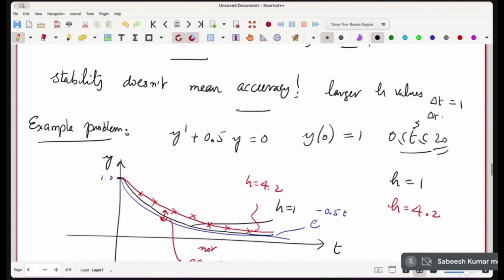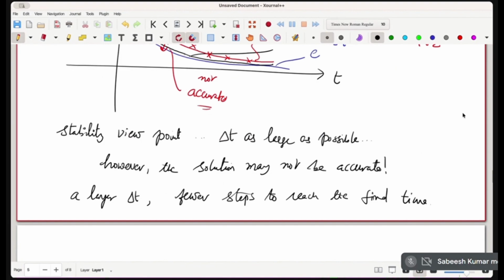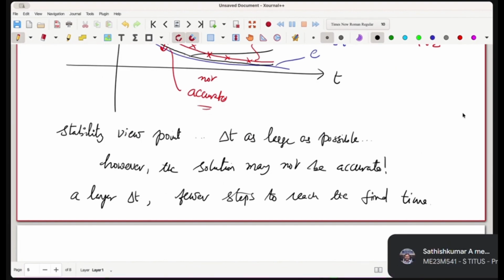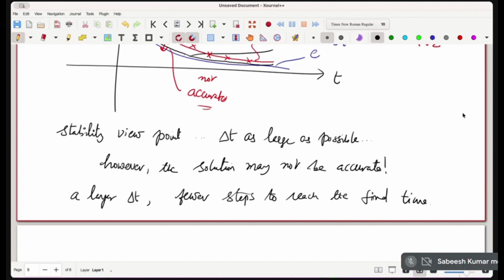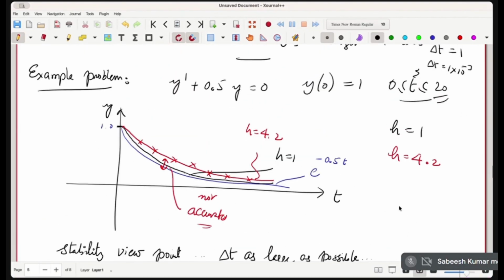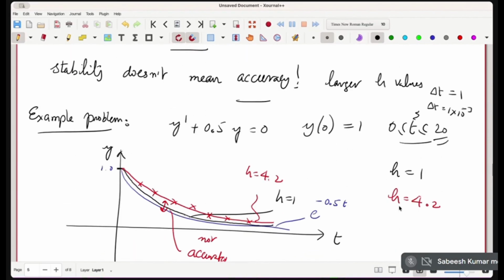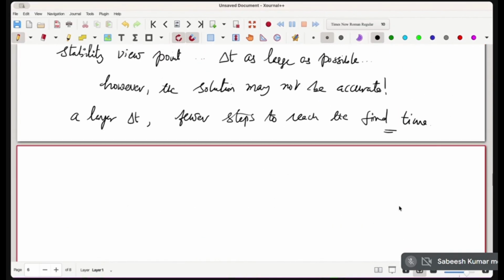But if I take delta t equals 1e minus 3 or something, then I would need 20,000 steps to go to the final time, which is computationally more expensive. Okay, that means from the stability point of view, we try to take as large a delta t as possible. However, we are restricted by the accuracy limits. Okay, so as a result, when we want a solution to be accurate, we cannot take a very large delta t. Okay, so that is the idea that we get from the implicit Euler method. Okay, let us move on.